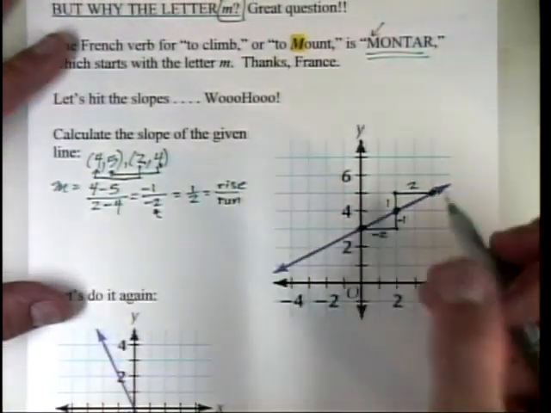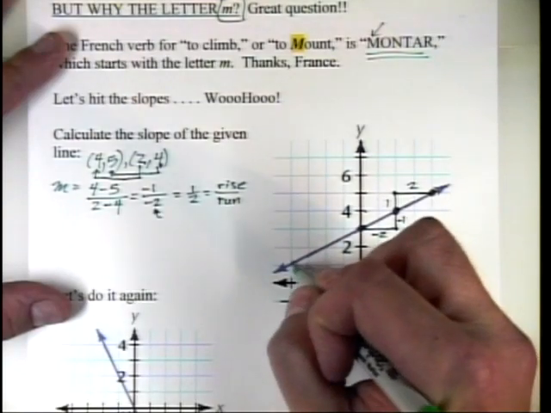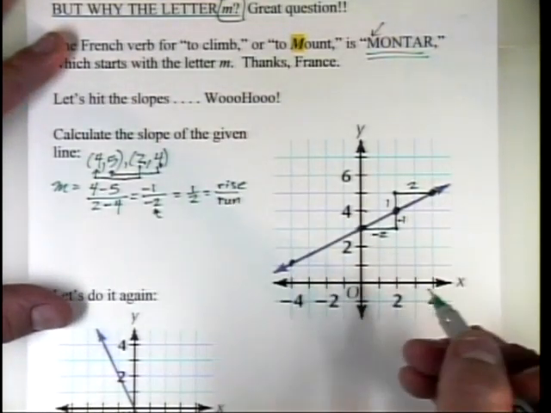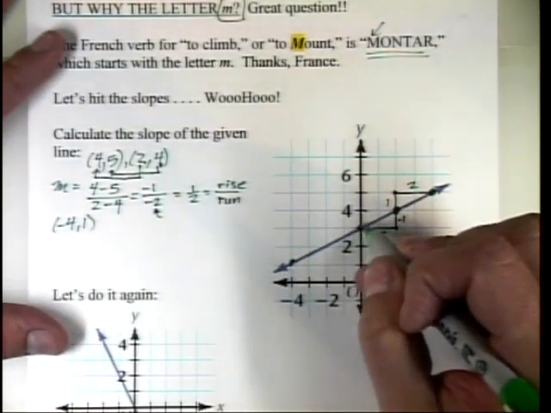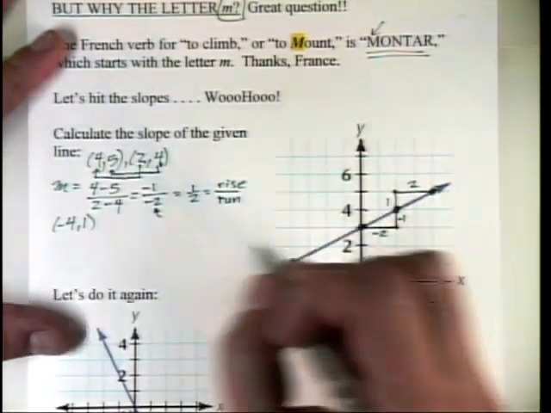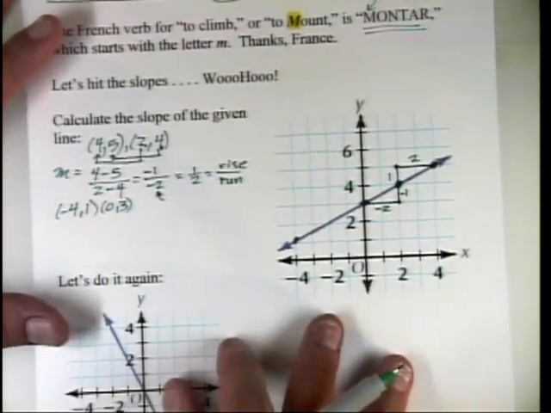Now, it doesn't really matter that I chose those 2 points. Let me choose 2 different points. I'll choose this point down here, (negative 4, positive 1). And how about this point that's on the y-axis, (0, 3). Now, if I use the slope formula, I should get the same answer.